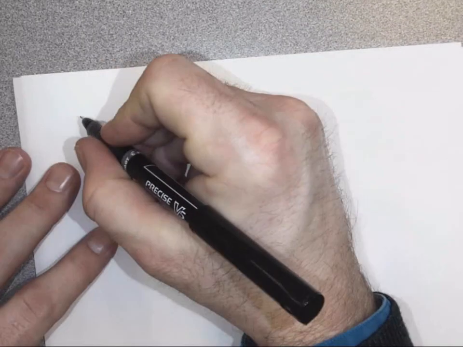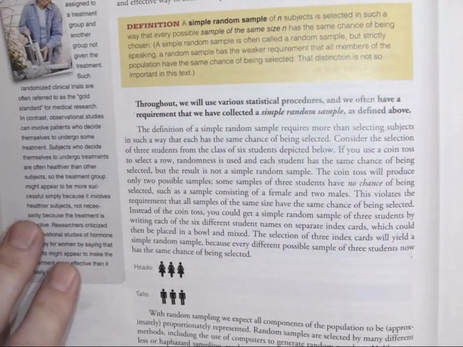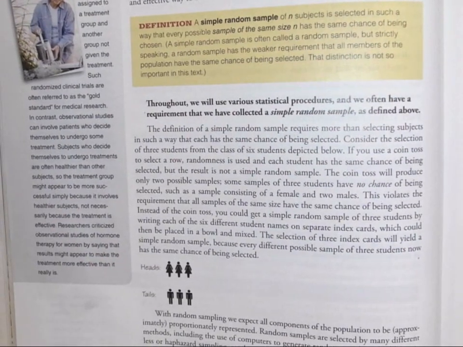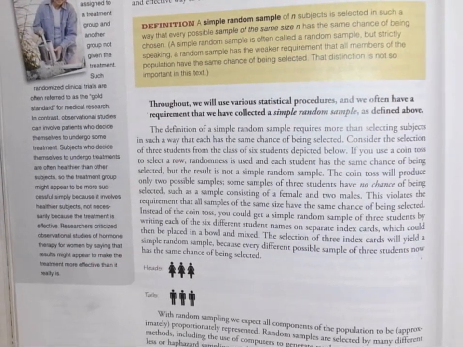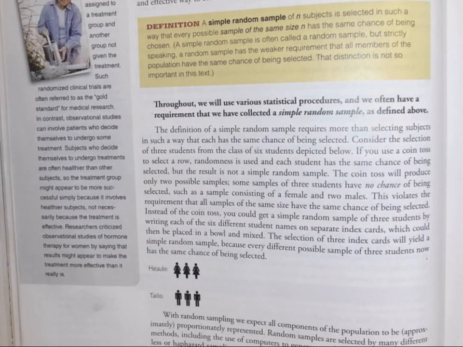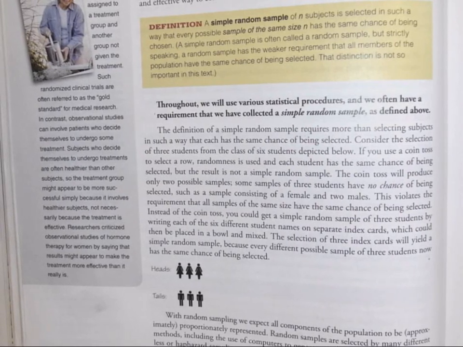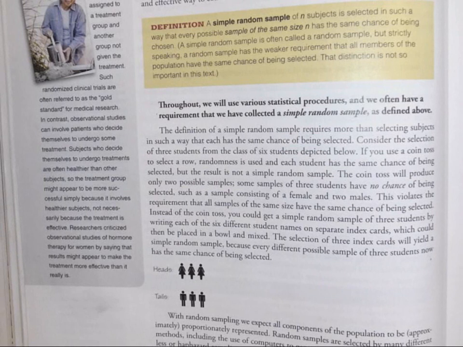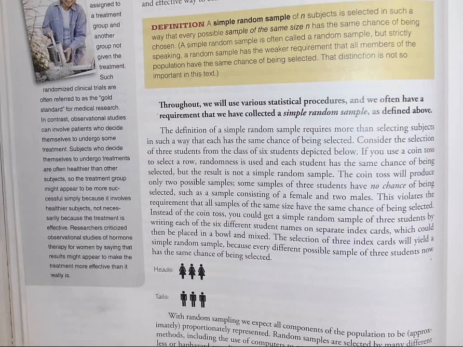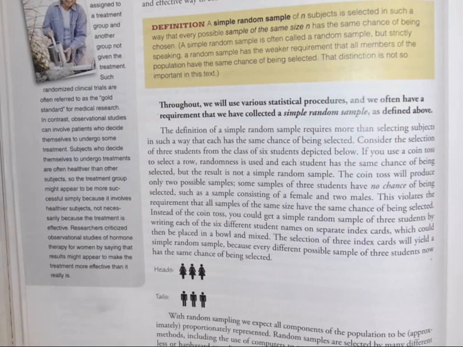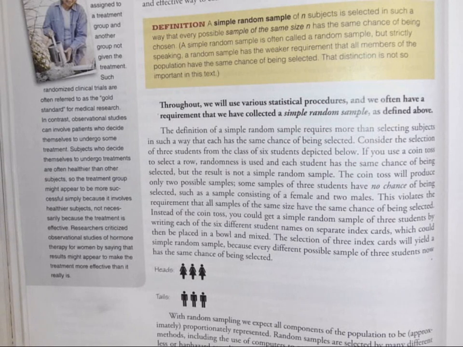All right, so 1.3, sample data, collecting sample data. The first thing I want to talk about is what's a simple random sample, so I'll throw up a definition up there. It says a simple random sample of n objects is selected in such a way that every possible sample of size n has the same chance of being chosen. A simple random sample is often called a random sample, but strictly speaking, a random sample is a little weaker requirement. So we're not really going to make the distinction in this class.